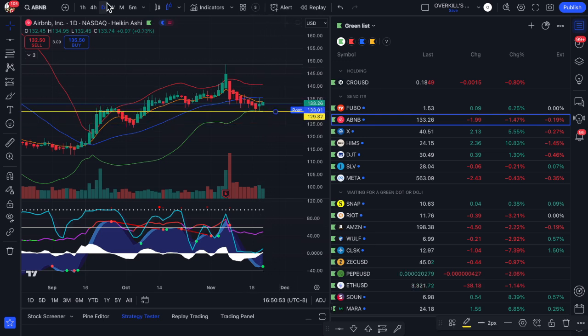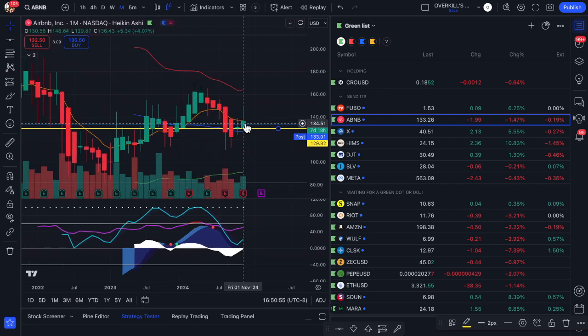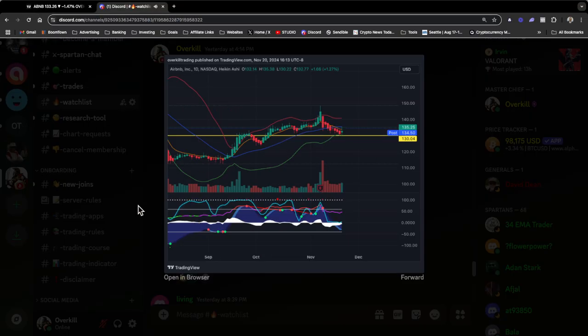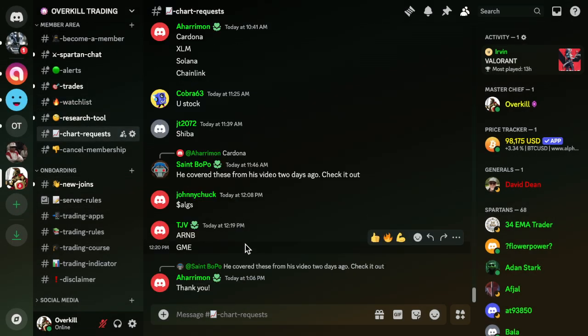Okay, and Airbnb looks good. Again, the daily looks good with a green dot, and I think that monthly dot's coming here shortly. We're almost there. We are almost there.